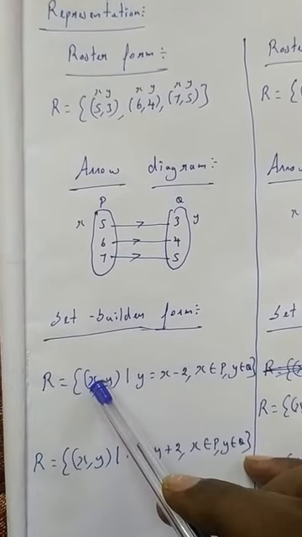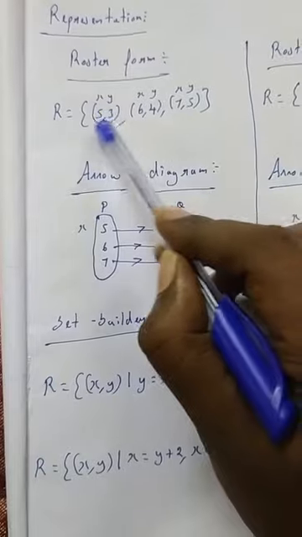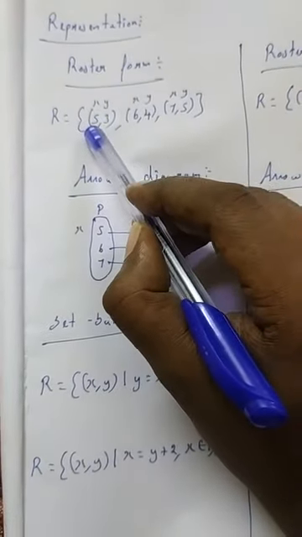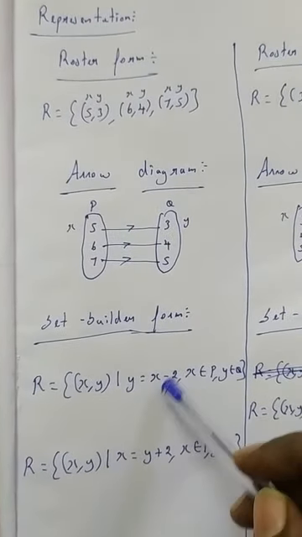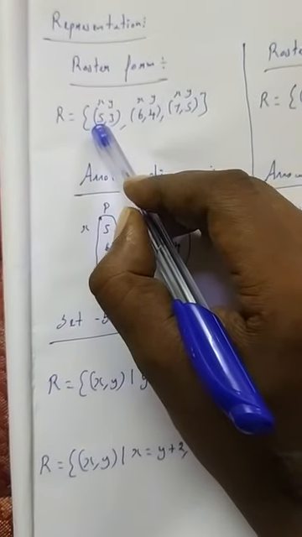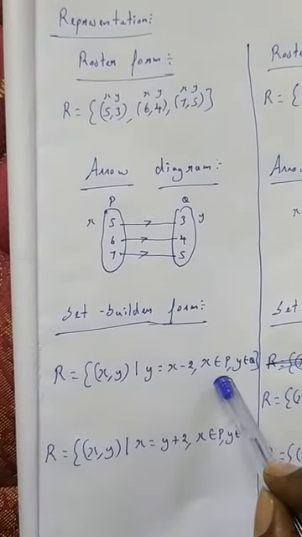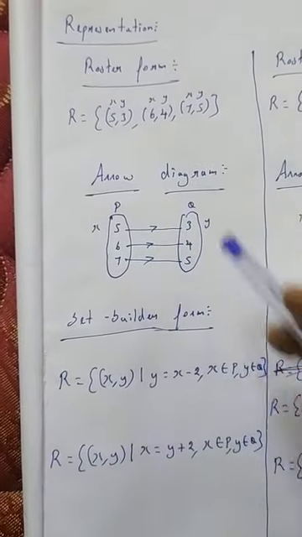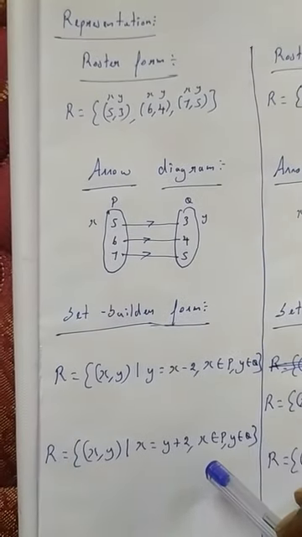So we should always start with x comma y such that, and we should find out the relation between the values. So 5 and 3 means this y value is 2 less than the x value. Therefore y is equal to x minus 2. And always we would write this 2, that is constant. This x value always belongs to the first set. What is the first set? P. So x belongs to P, and the second value y always belongs to the second one.